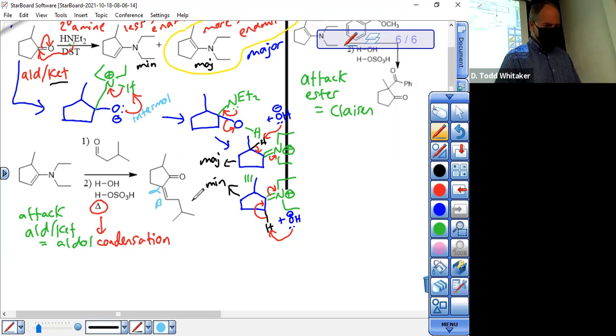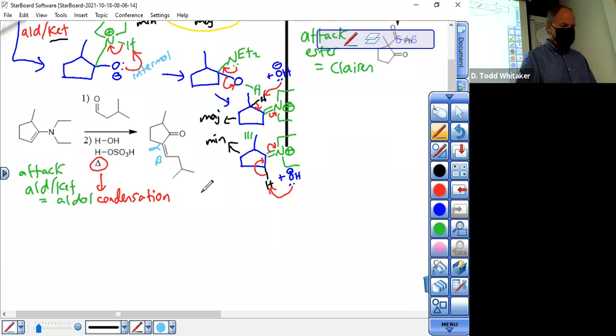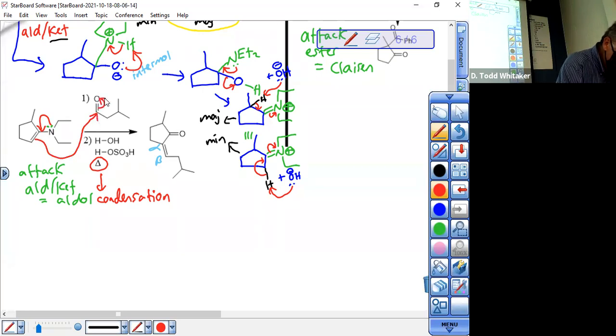Since we're down here, let's do this one first. Enamines are nucleophiles, not at the nitrogen, but at the alpha position. That's the end of the ene. Resonance says this. The nitrogen lone pair is pushy, but it's going to resonate and make the carbon the nucleophile. So it's acting like an enolate.